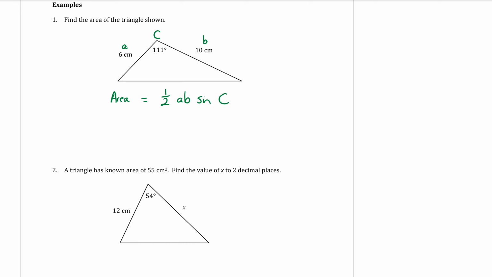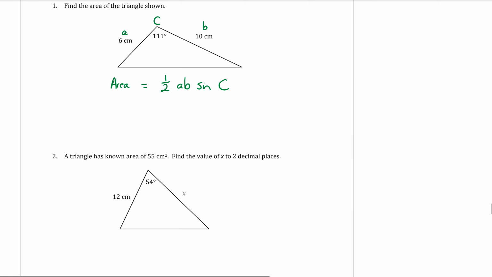So substituting into that formula, we get half times by 6 times by 10 times by sine of the included angle, which is 111 degrees. So typing that in your calculator, you will get 28. Because it is area, it will be centimeters squared. Okay, majority of your questions will be like that, substituting straight into the formula.